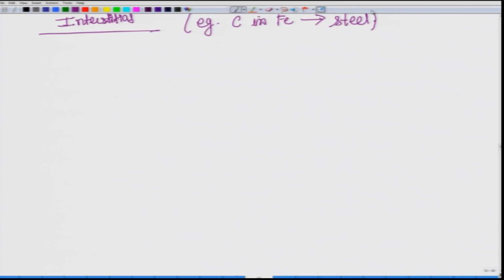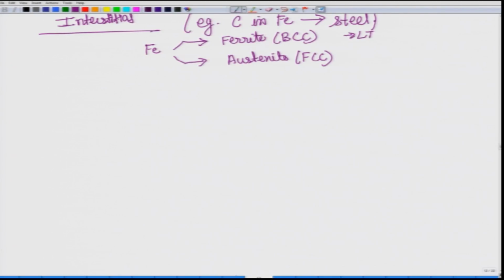Okay. So, most of you would already know that iron exists in two states. One is the ferrite, what is the structure, BCC, and the other is the austenite, which is the FCC, face centered cubic, and this is the body centered cubic, and this is at low temperature and this is found at higher temperature.